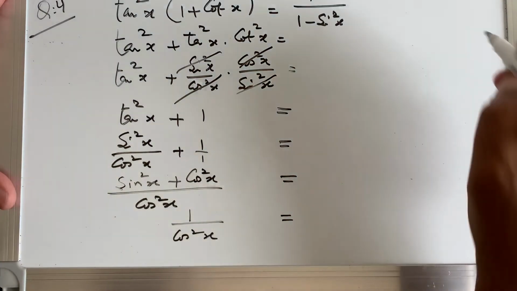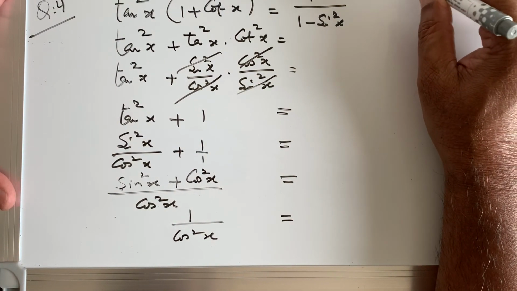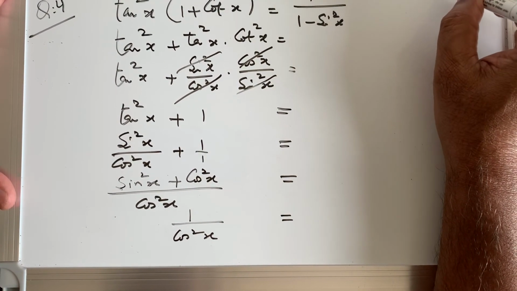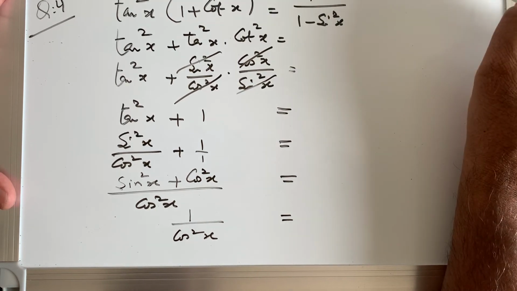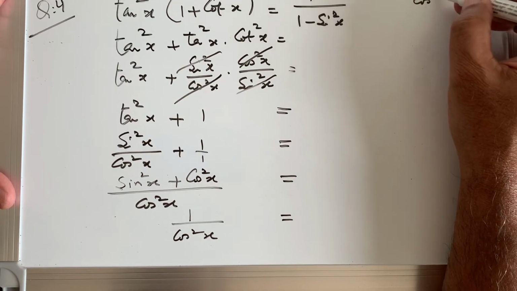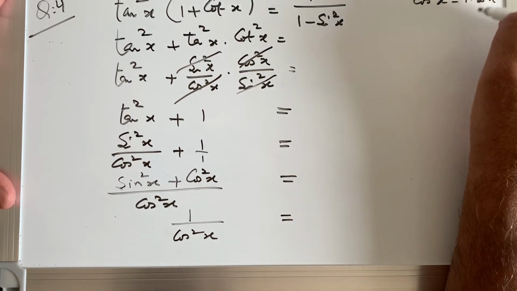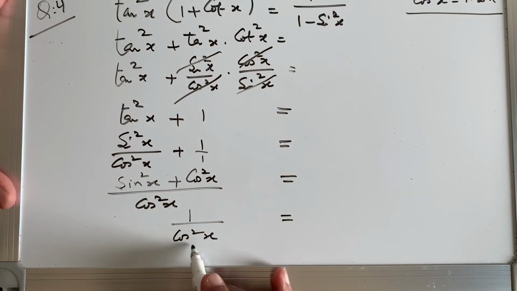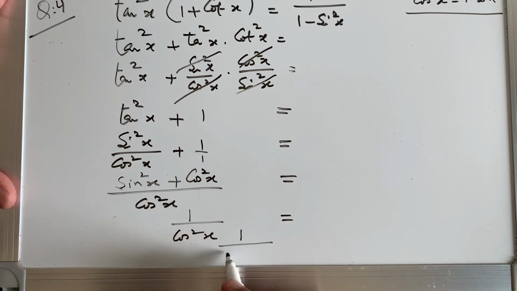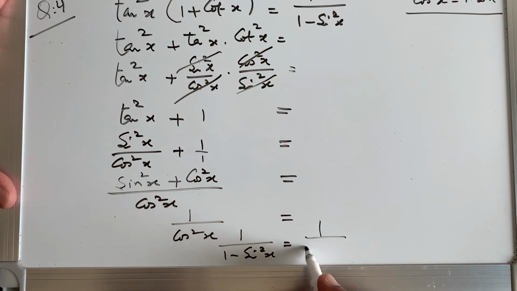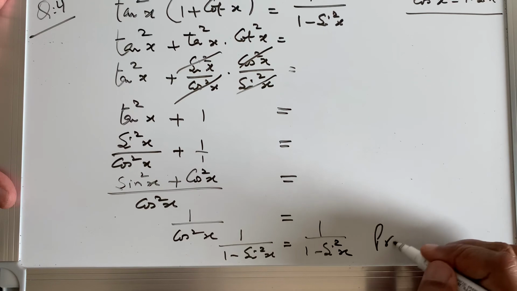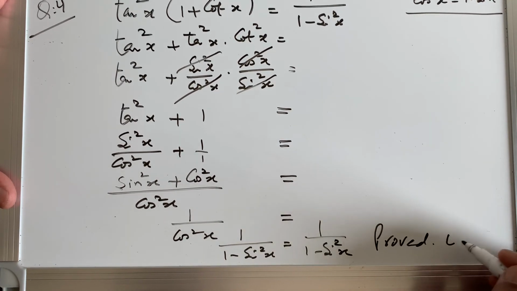And 1 over, you know the identity, I will explain here. Sin square x plus cos square x is equal to 1, right? So what is cos square x equal to? Cos square x is equal to 1 minus sin square x. So that means instead of cos square x, I can write 1 over 1 minus sin square x, which is my right side. So that means I proved my identity, proved. Left hand side is equal to right hand side.